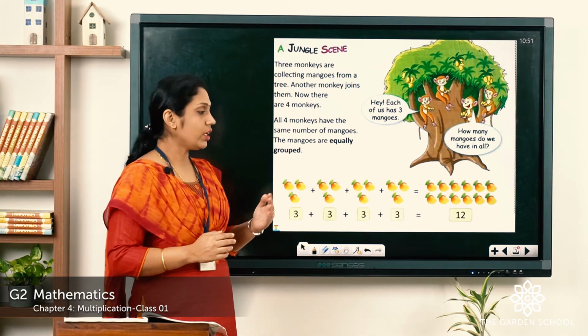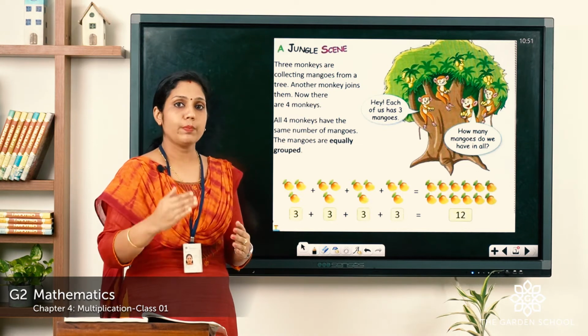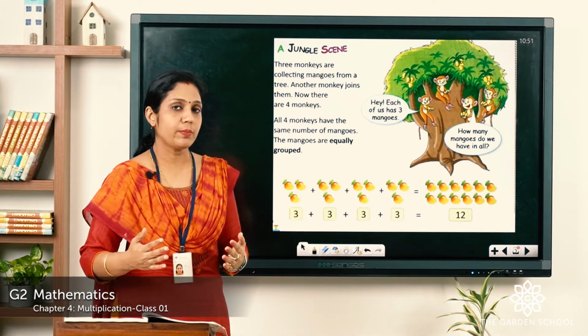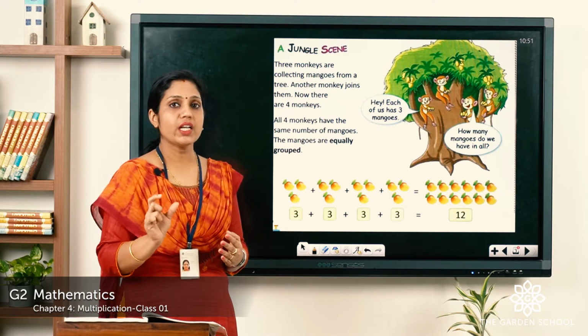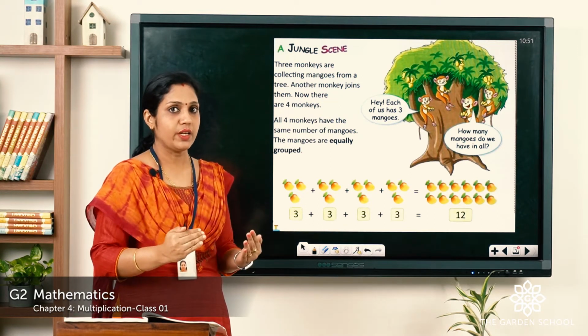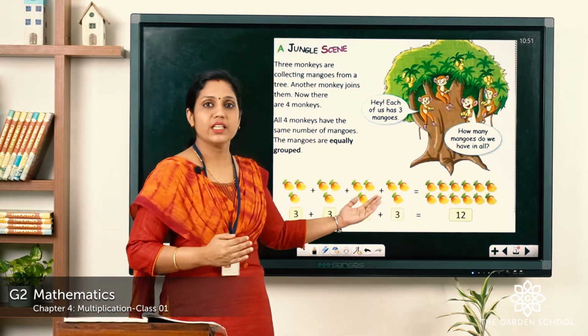Now how can we find out? 3 plus 3 plus 3 plus 3. The number 3 is repeating again and again. How many times it repeated? 4 times. So there are 4 monkeys and each one is having 3 mangoes. So it's repeating 3 plus 3 plus 3 plus 3. And what is the answer? It is 12.